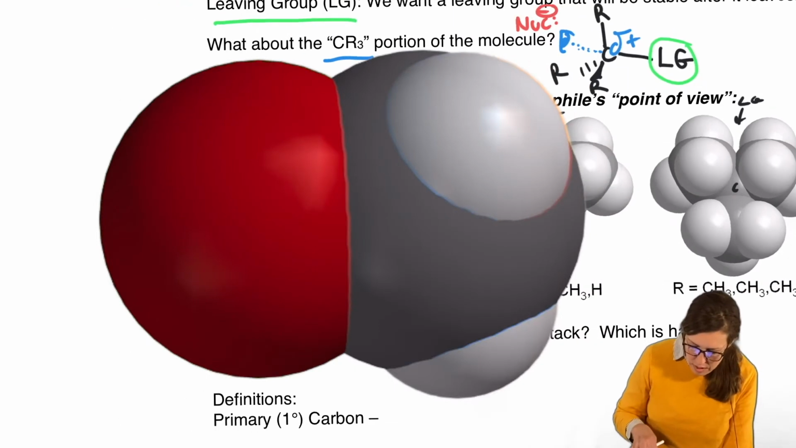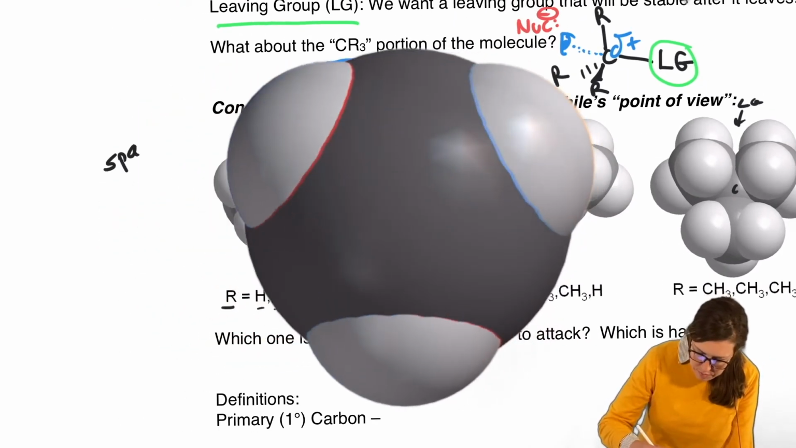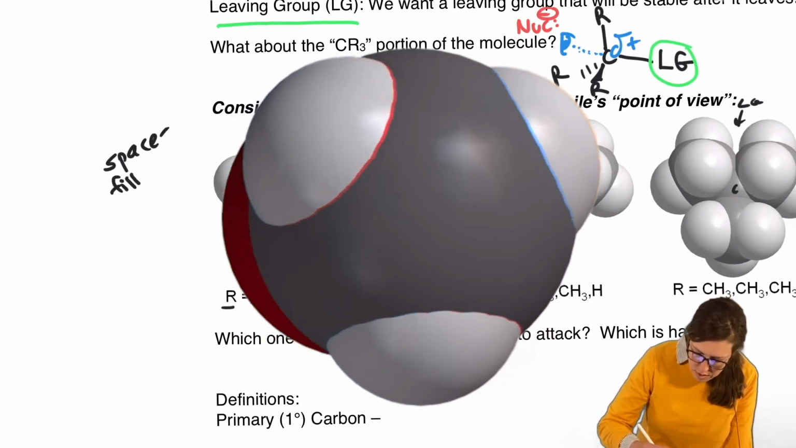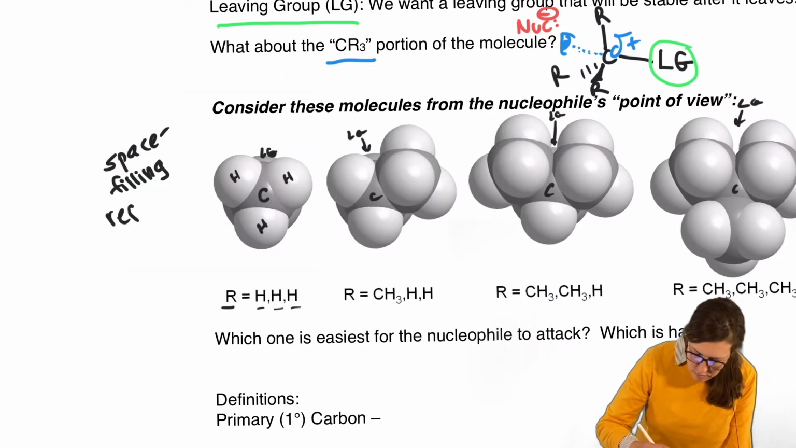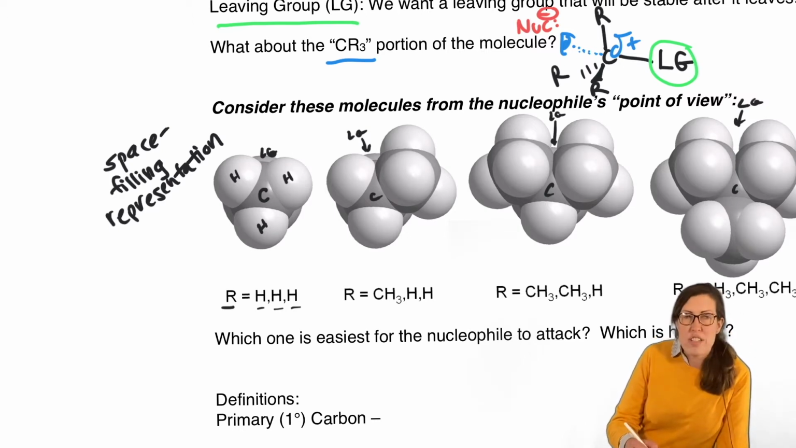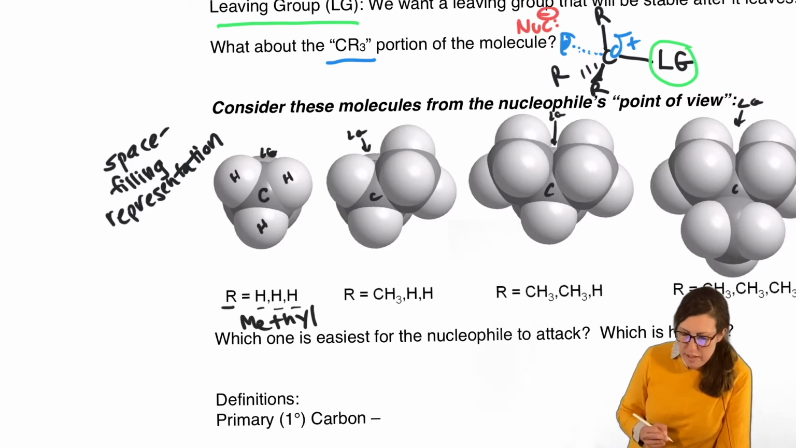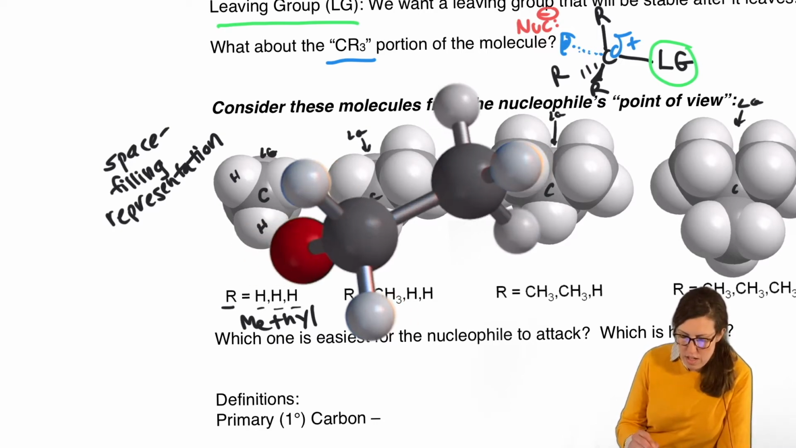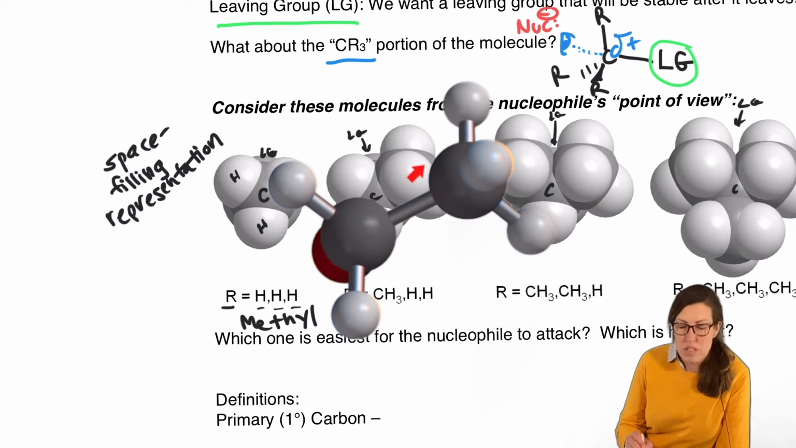So I'm going to write out that it's a space filling representation. You could do this on Spartan, by the way. Okay, space filling representation. So in other words, if R is H, H, H, it's just CH3. It's a methyl. Okay. Let's compare that to when not all the R's are H. Let one of the R's be another R group, or another carbon. So like a methyl, right?